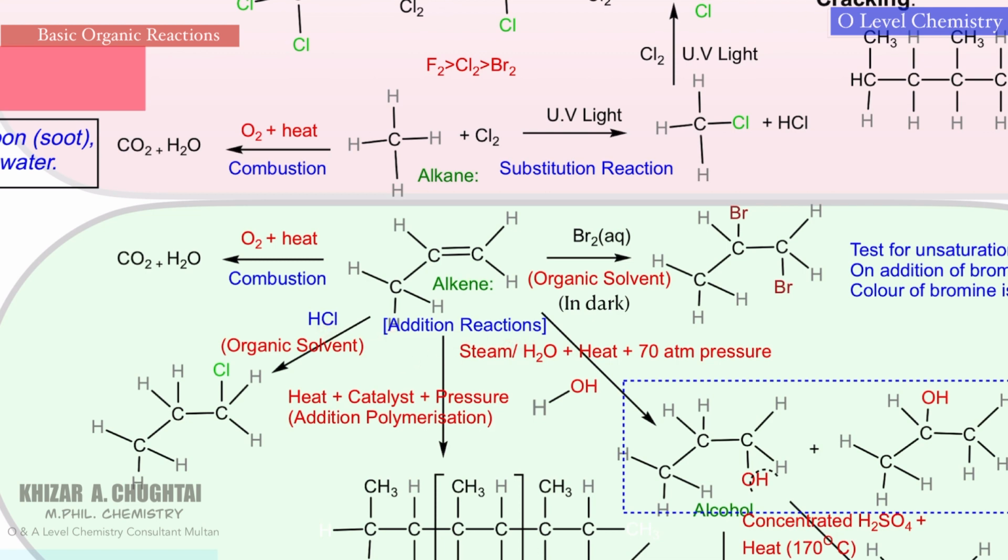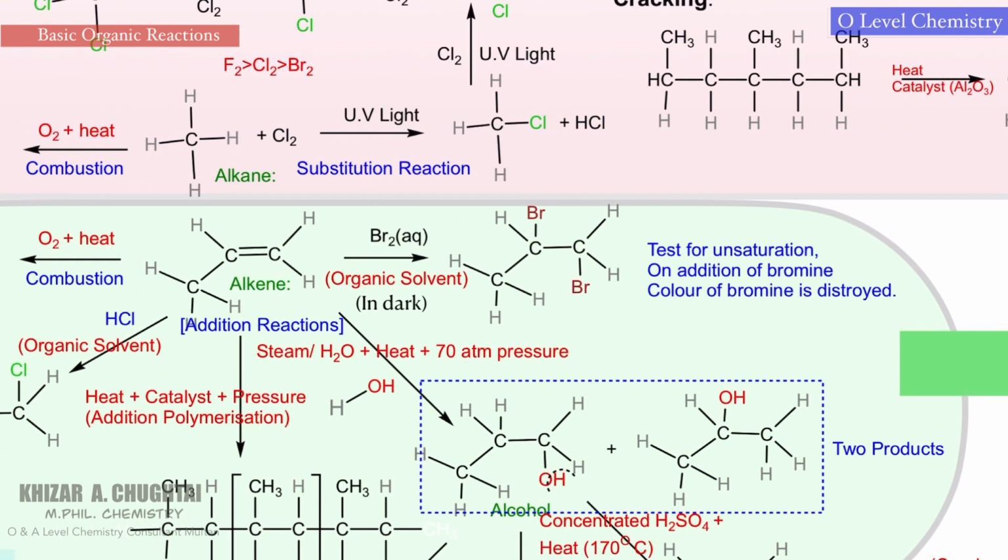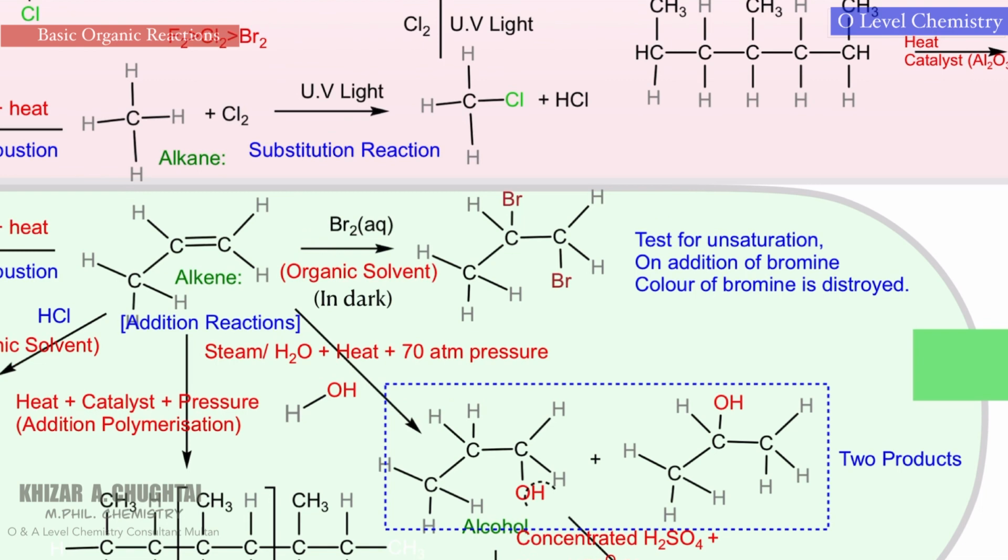Number one, you can add Br2. Aqueous bromine can be added in the presence of an organic solvent. This is the typical reaction that is said to be the test for unsaturation. If you add Br2 in the dark, on addition of bromine, the color of the bromine is destroyed. The newly bonded compound, 1,2-dibromopropane in this case, is a colorless compound. So the color of bromine is destroyed.